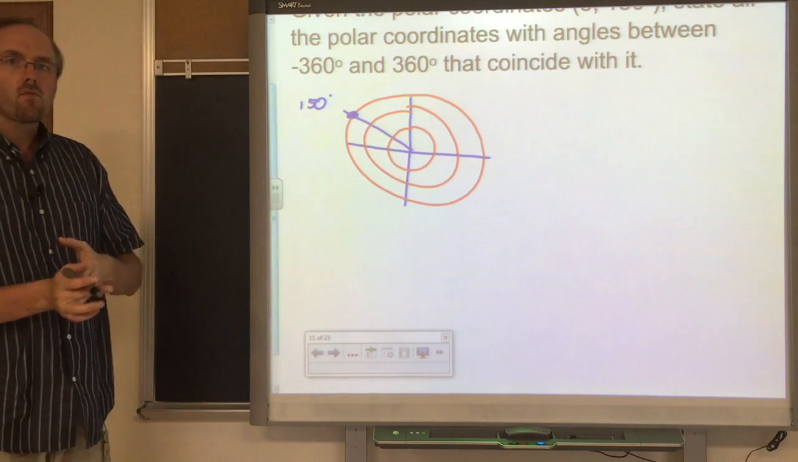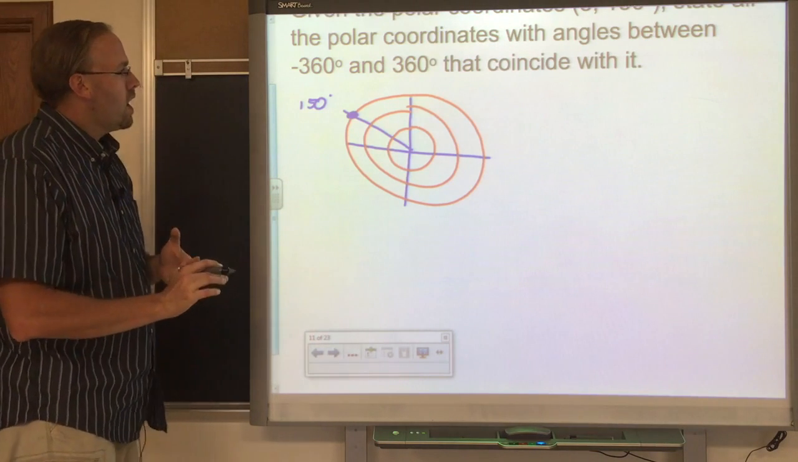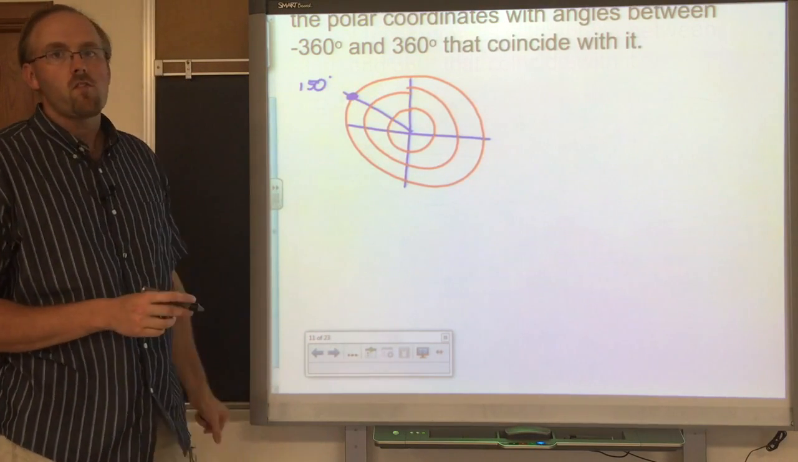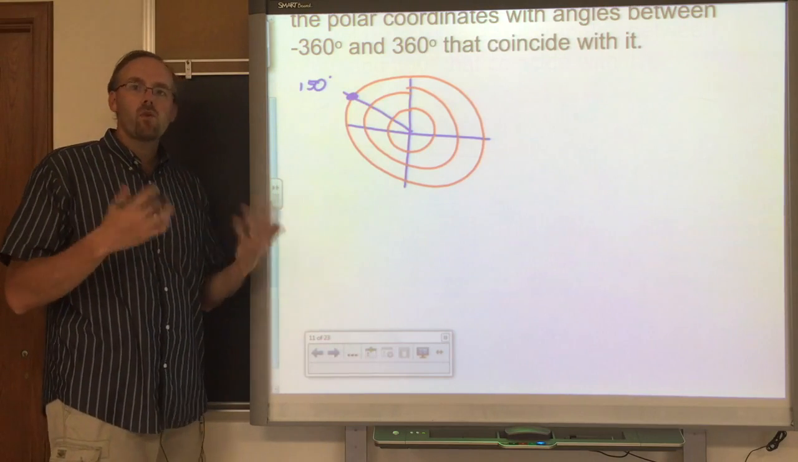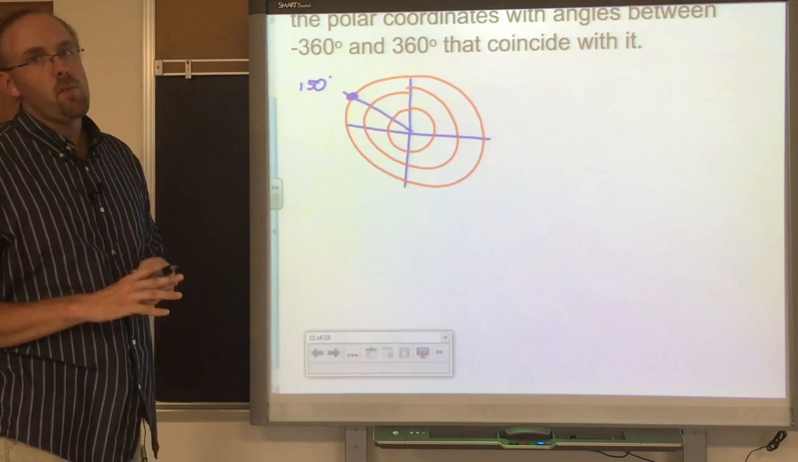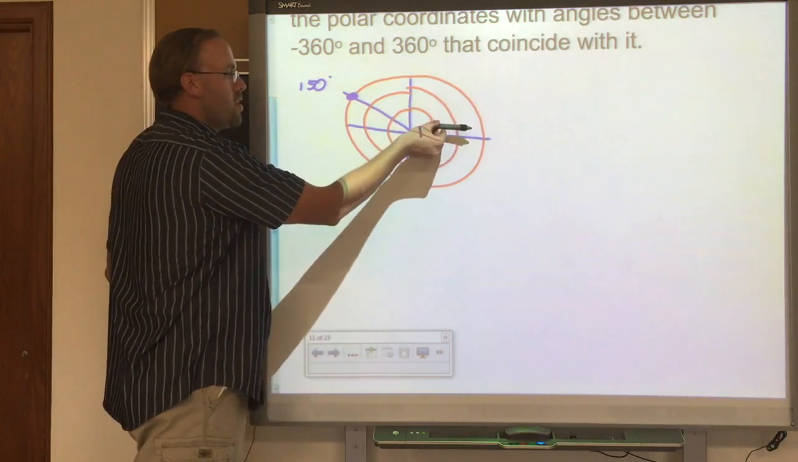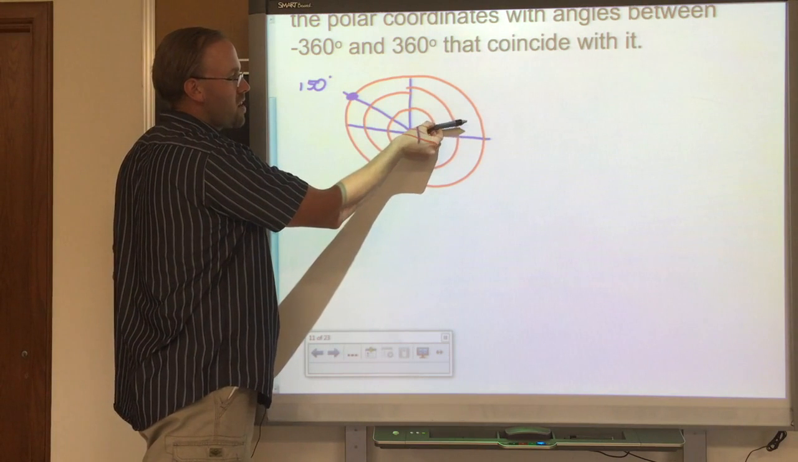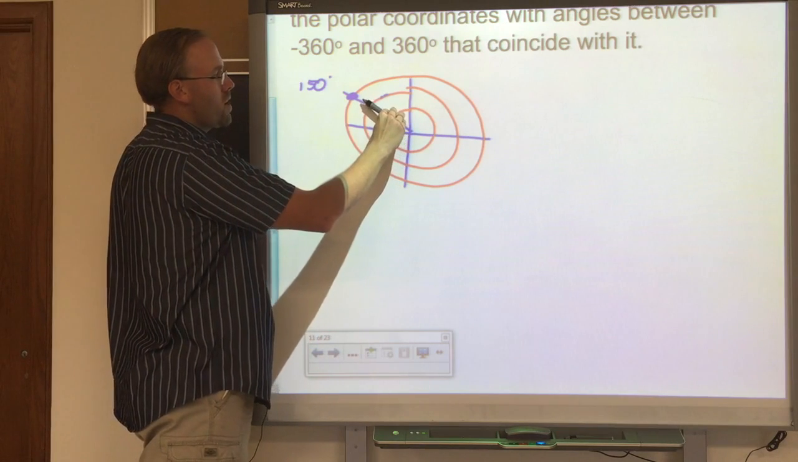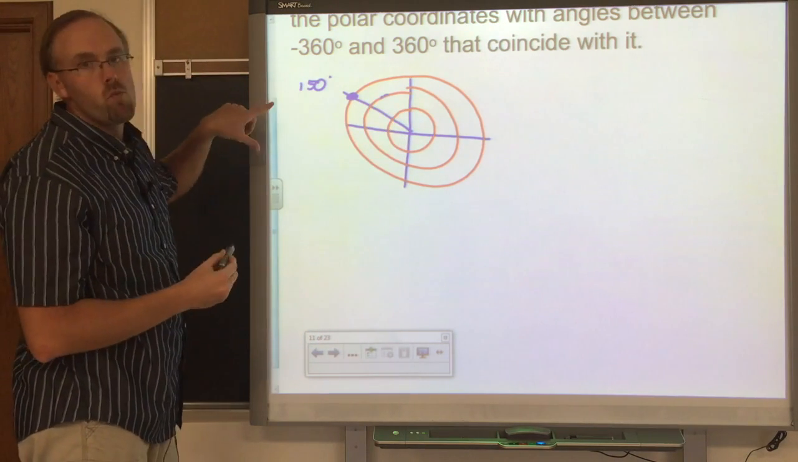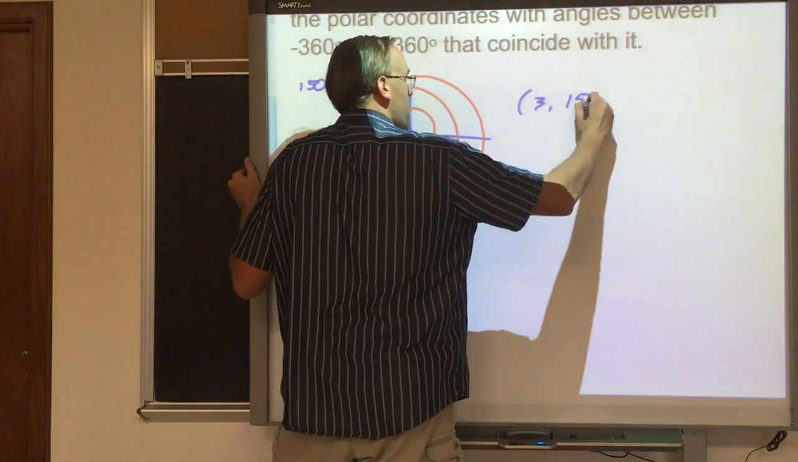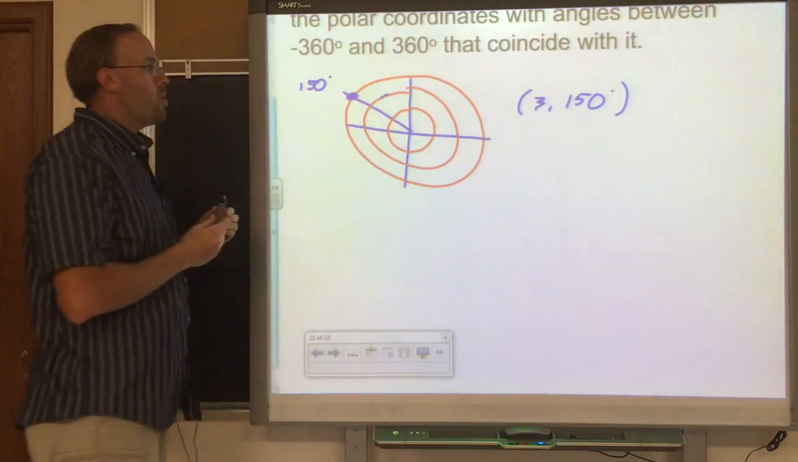So what we want to ask is, how many different polar coordinates can we come up with that give us this coordinate? And we're allowed any angle between negative and positive 360. So let's start with just the positive angles. All right, so if I start here at 0, I'm not pointing at it. And if I keep going, I'm still not pointing at it. Up, here we go, I'm pointing at it. Now if I do that, I have the angle 150. So I already have this coordinate. So I haven't added anything new yet. But let's keep going.